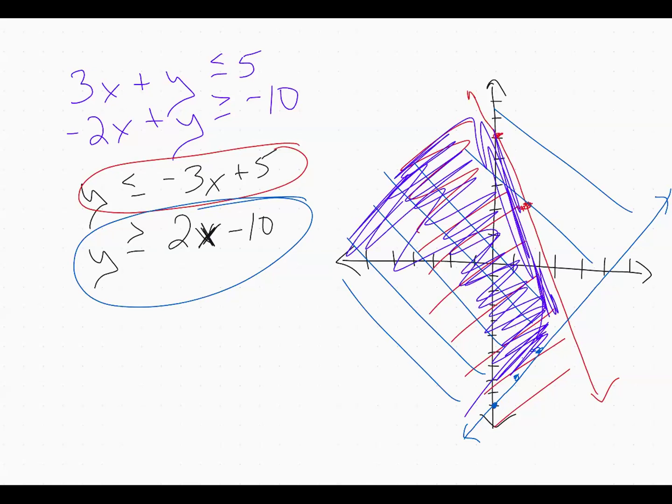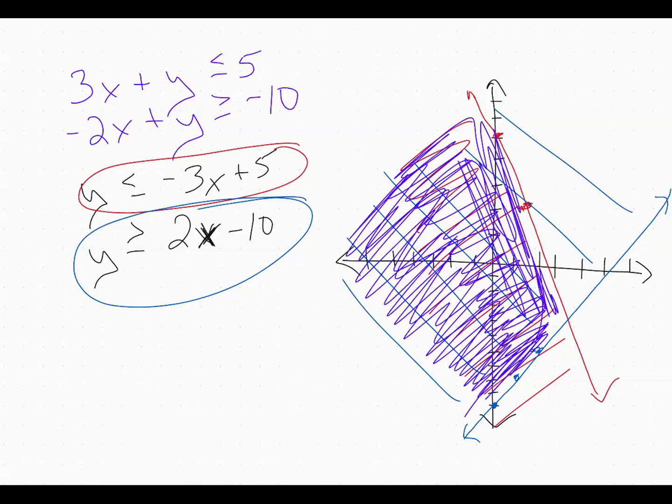Not too terrible for hand drawn. We could have done this in Desmos. But that's 2 linears. Let's talk example 4. Example 4 has 4 equations.